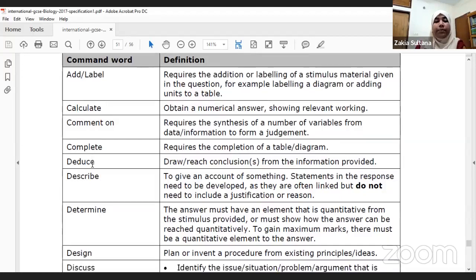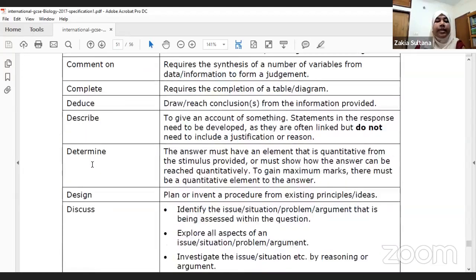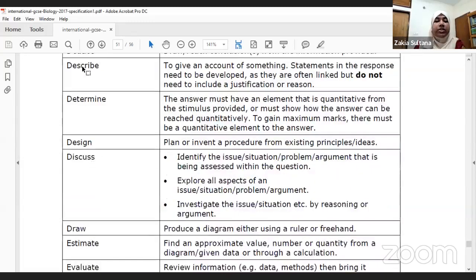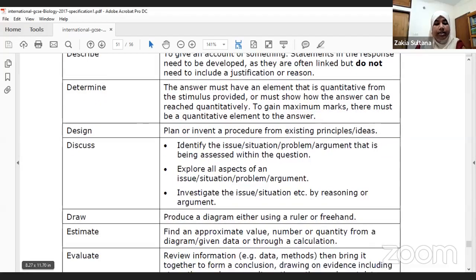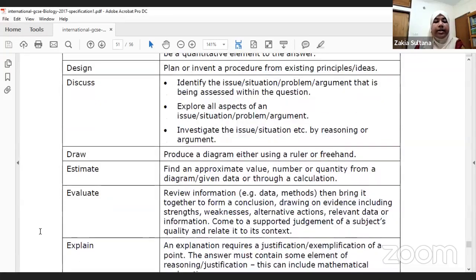The important command words for you are describe, discuss, and explain. These are the three command words where you get confused, and also evaluate. So these four are the very important ones where you people lose marks.